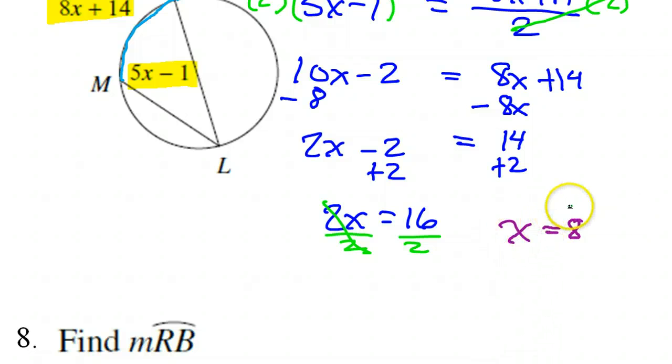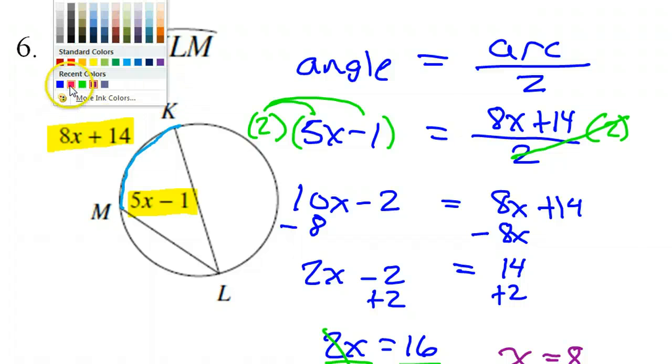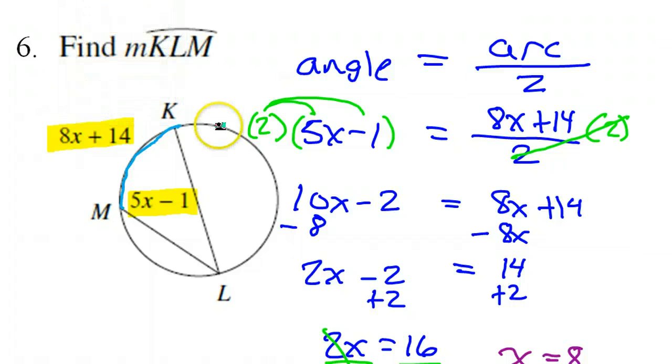Now, do I put a box around this? Is this my final answer? No, it is not my final answer. We have to look back and see what we were asked to find. We're supposed to find the measure of arc KLM. That's not even one of these yellow things. So our target is what I'm about to highlight right now. KLM is the major arc that goes this way. This is what we have to find.